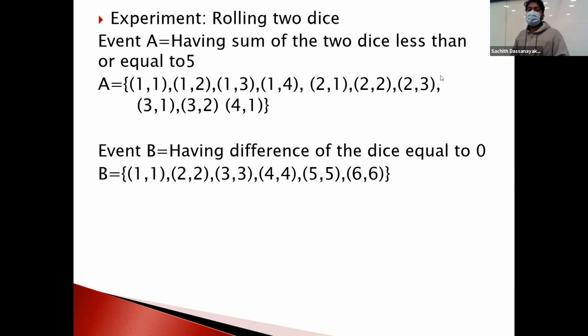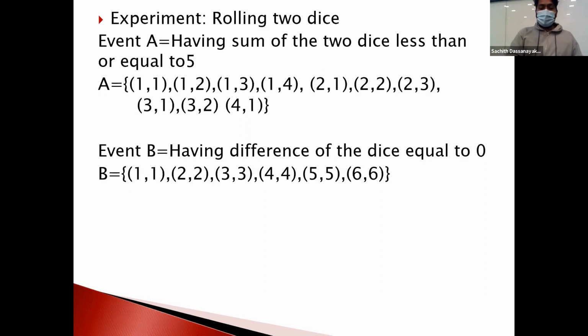Okay. Rolling two dice. Then I have mentioned what my event is. You know what S is, right? All possible outcomes. A is having the sum of the two dice less than or equal to 5. So their summations should be less than or equal to 5. These are the possible outcomes for that particular event.